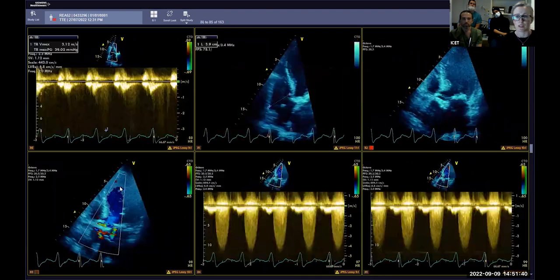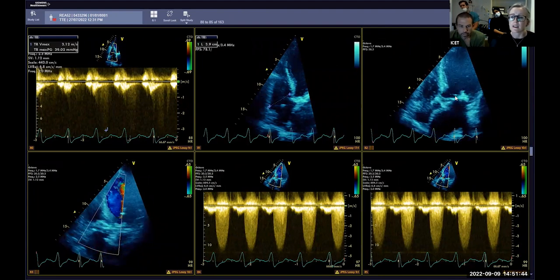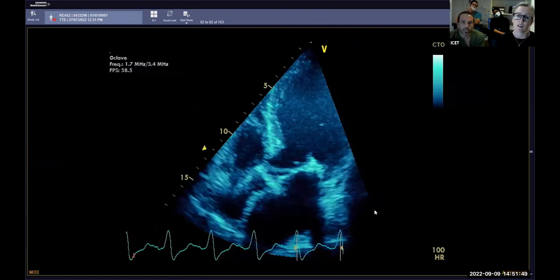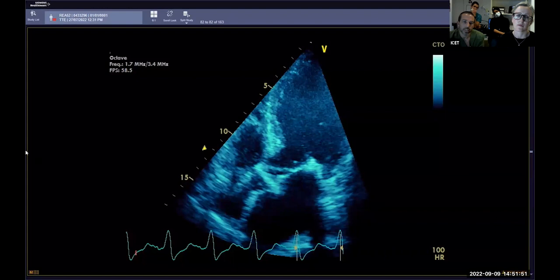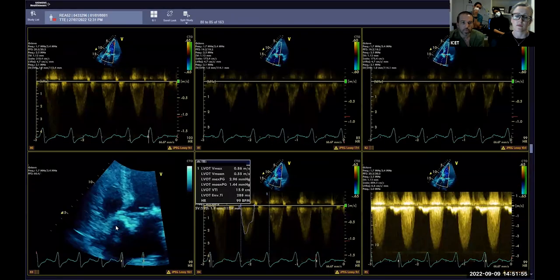There we go. All right, so let me show you. Here we go. Just on 2D, it reinforces the findings I've already described.